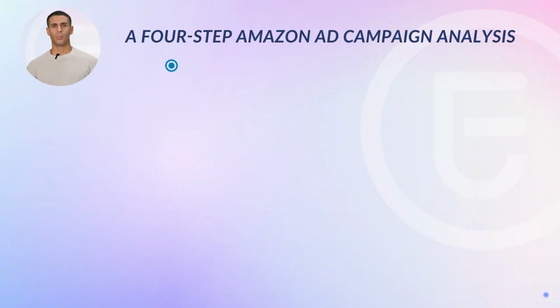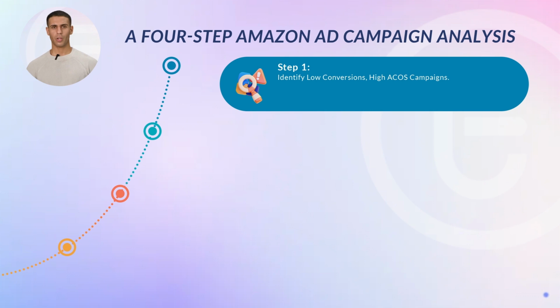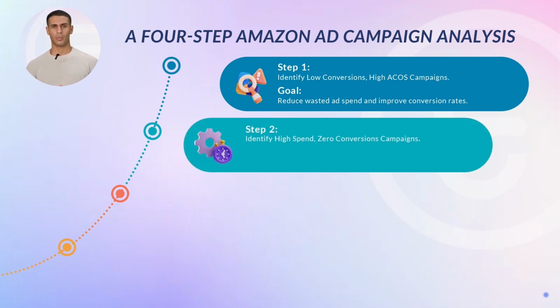Now let's get straight to the point and begin with step 1, which is to identify campaigns with low conversions but high ACoS. The goal here is to spot campaigns that are burning through your budget but failing to deliver results. Step 2 is all about finding campaigns with high spend but zero conversions. It's a major red flag. It helps you eliminate major budget drainers caused by misaligned targeting or ineffective ad creatives.